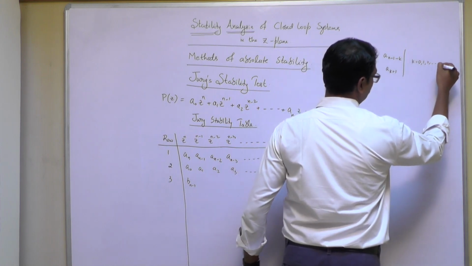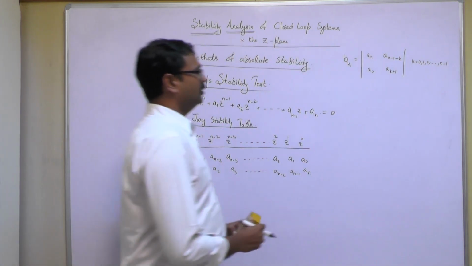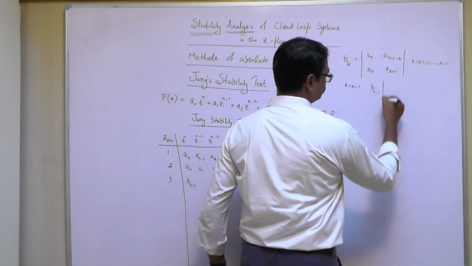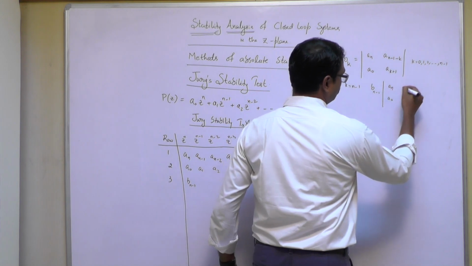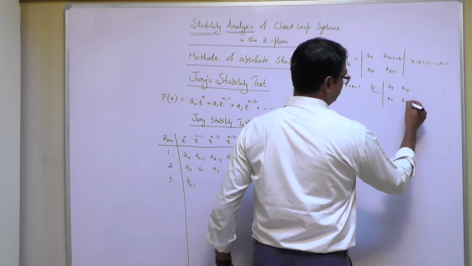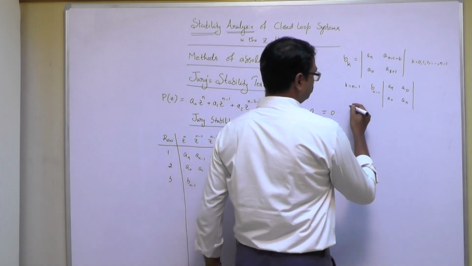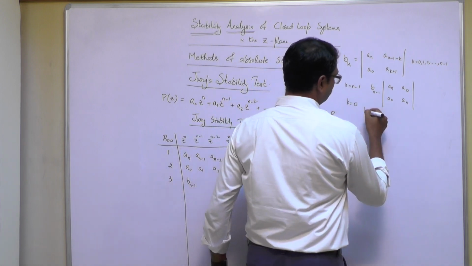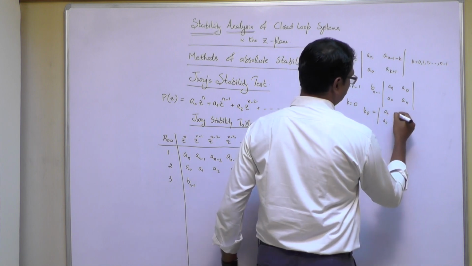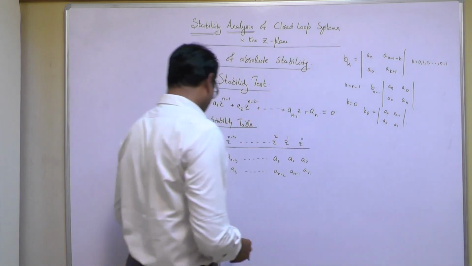0, 1, 2, so on, n minus 1. Right. So this is considered, or we can say when K is equal to n minus 1, we have Bn minus 1 is equal to An, A0, n minus 1 minus n minus 1 A0 and An. Right. And this goes on up to when K is equal to 0. When K is equal to 0, B0 is equal to An, A0, An minus 1, A1. Right. So that will be considered.